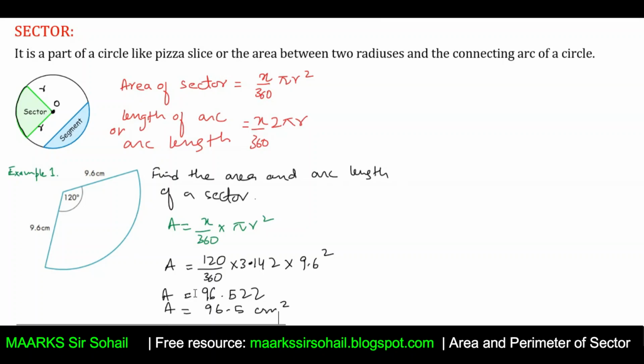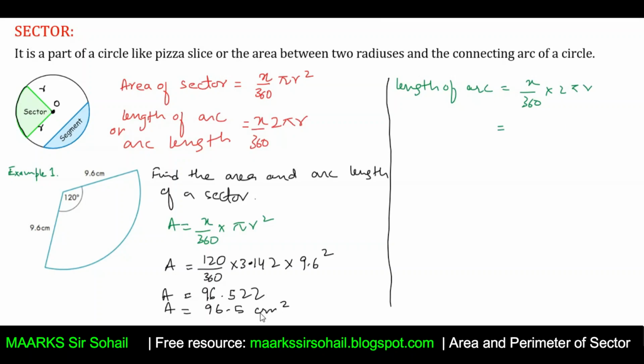So 9 is my first significant, 6 is my second significant, and this 5 is my third significant number. So I'll see the next number. Since it's not greater than 5, I'll keep my answer as 96.5 centimeter square. Now to find the length of arc, I'll use the same formula, x upon 360 into 2 pi r, and I'll just plug in the values.